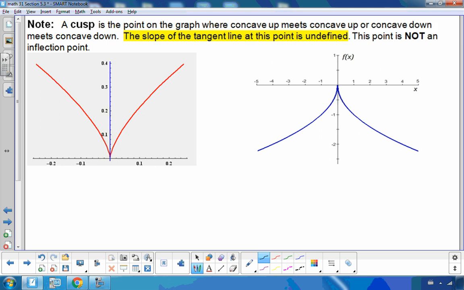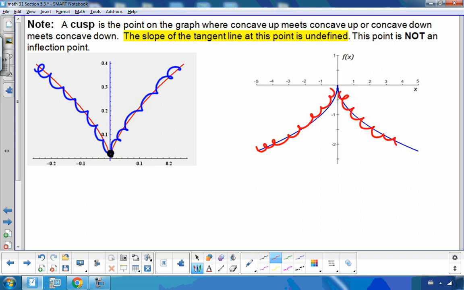So if you look at this side here, I have concave down, that's part of a frown. And right in the middle there, that's not an inflection point because the concavity doesn't change. That's a cusp. On this one here, this is concave up. So these are both parts of the smile. And right in the middle there, not an inflection point, but a cusp.